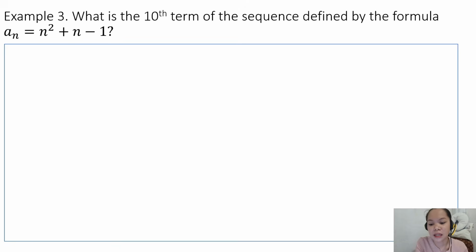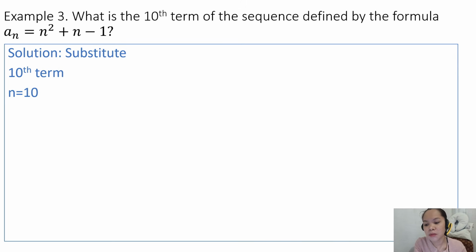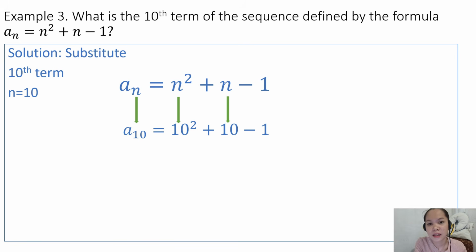Okay, so here from our example 3, the unknown is the 10th term, so the n that we are going to use is 10. So from the main equation, we have an is equal to n squared plus n minus 1. And then we are going to substitute 10 for every n. So we have a10 is equal to 10 squared plus 10 minus 1.